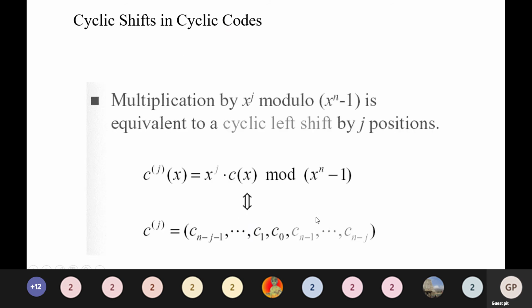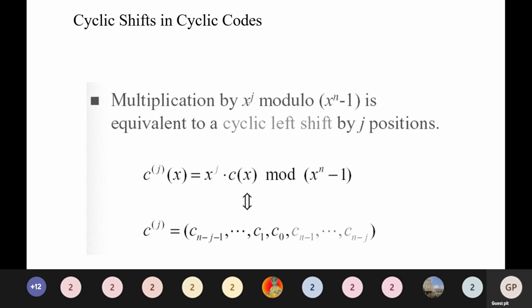Cyclic shifts in a cyclic code word: multiplication by x^j modulo x power n minus 1 is equal to a cyclic shift, a left shift by j positions. So c_j of x is nothing but x^j times c of x mod x power n minus 1, and c_j is nothing but c_{n-j-1} up to c1 c0 c_{n-1} up to c_{n-j}.